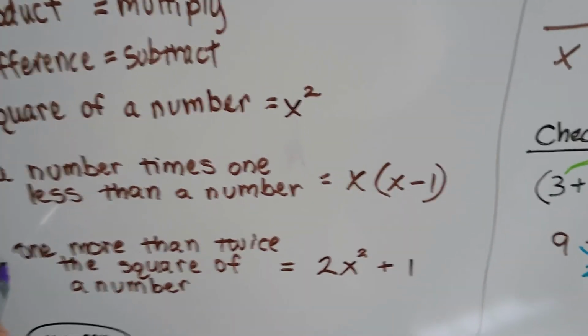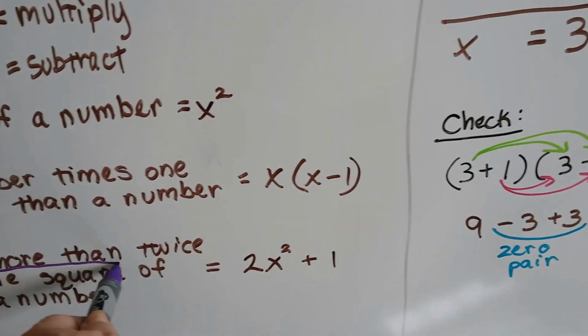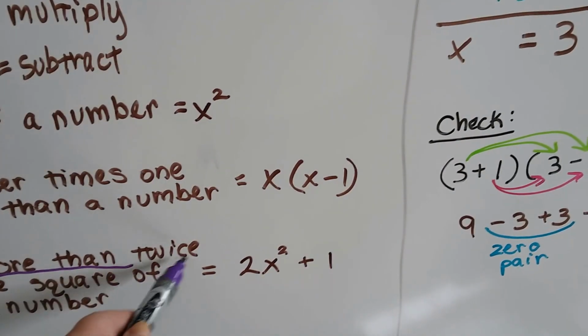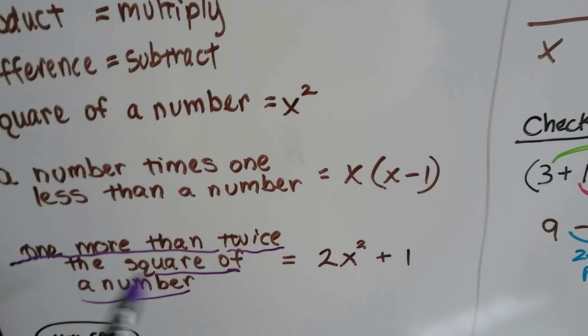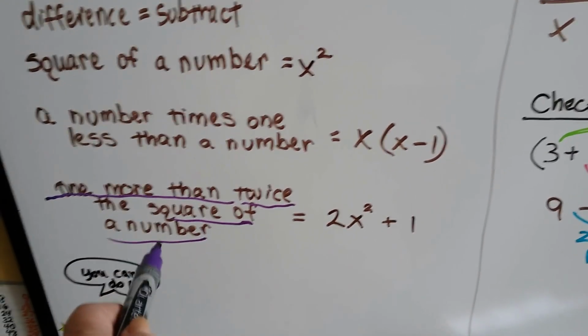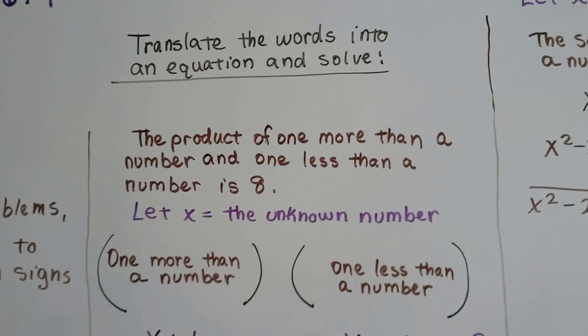1 more than would be one part. See how we did that? Twice, that would be another part, and square of a number would be another part. So we can break this statement into 3 pieces to come up with that, see? We can translate the words into an equation and solve.